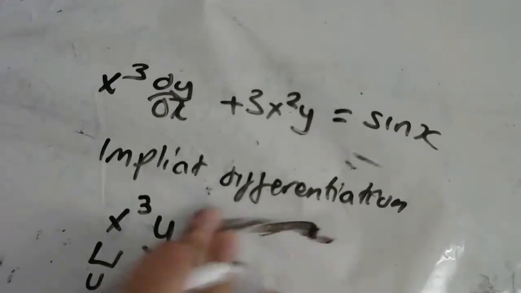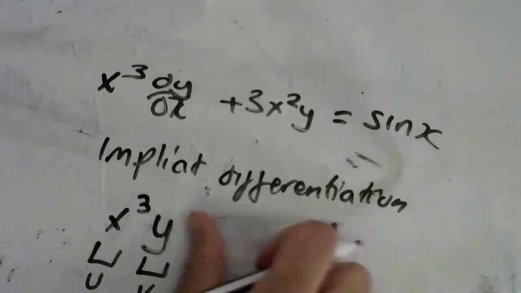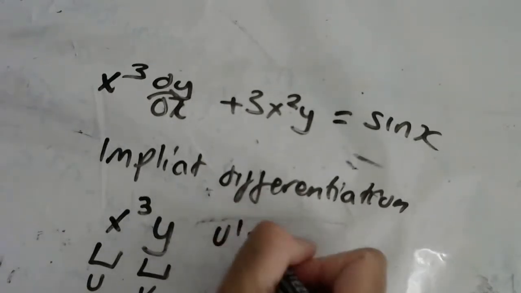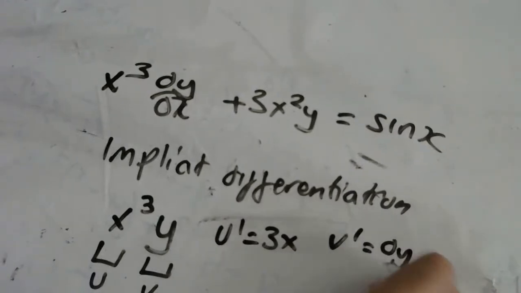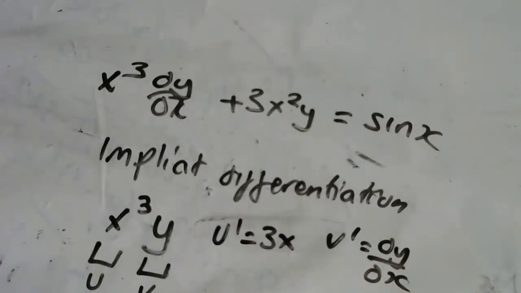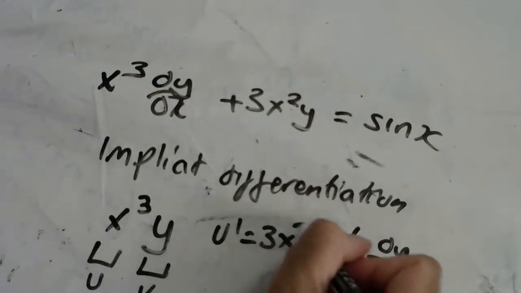Okay, let me do that properly. I'm going to do that step by step. That's u and v, so u dashed is 3x squared, and v dashed is dy dx. Remember, the differential of y is just dy dx, right? 1 dy dx, however, right? So if you do the product rule on that, so u dashed v would be 3x squared y. Sorry, 3x squared, my apologies.